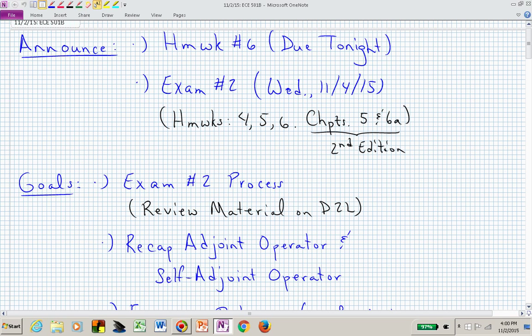But there is review material on the D2L website. Hopefully you've found that, or you know where to look if you're interested in that material. But real briefly, it's homeworks 4, 5, and 6, and chapters 5 and the first part of chapter 6 in the second edition of the textbook.